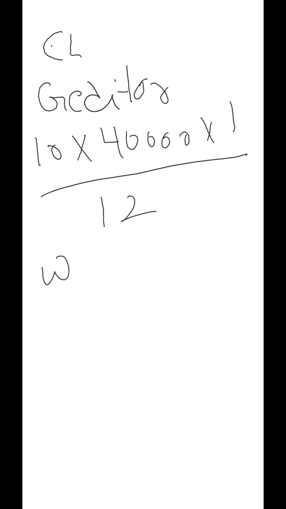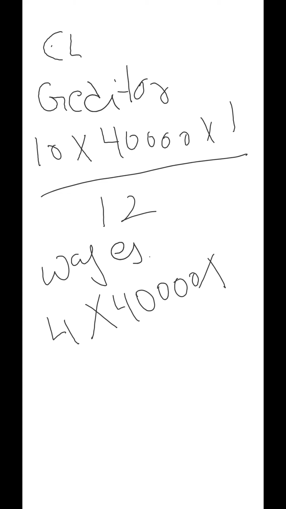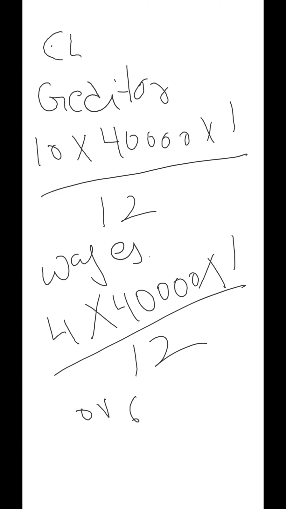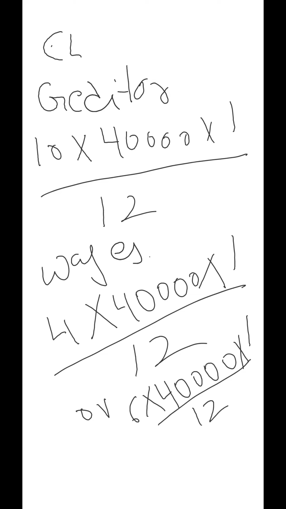Now for wages, what is given? 4 rupees. Number of units, 40,000. For how much time? 1 month. Okay. Now the last is the overhead. The cost is overhead 6 into 40,000 divided by 1 month. That means 1 by 12. Clear? Yes, ma'am. Okay, fine.